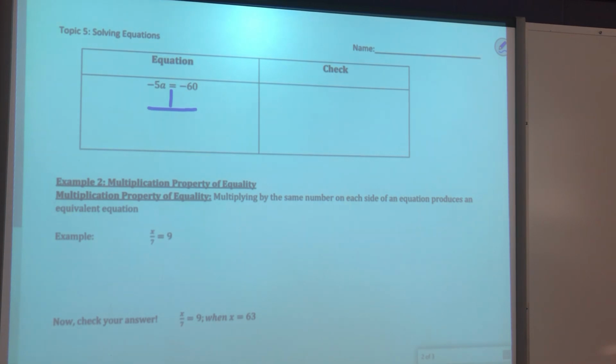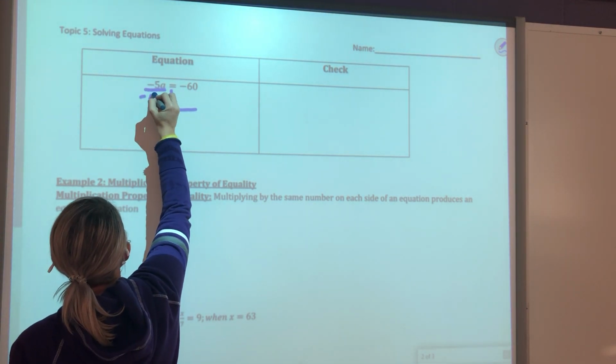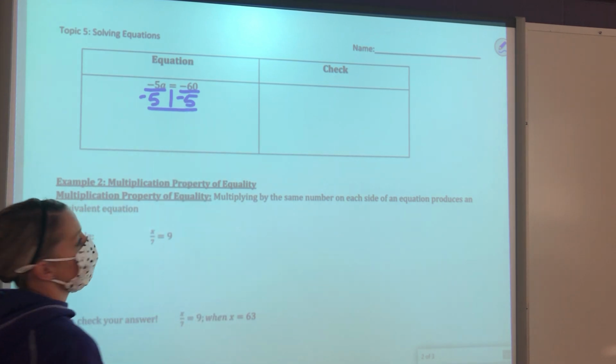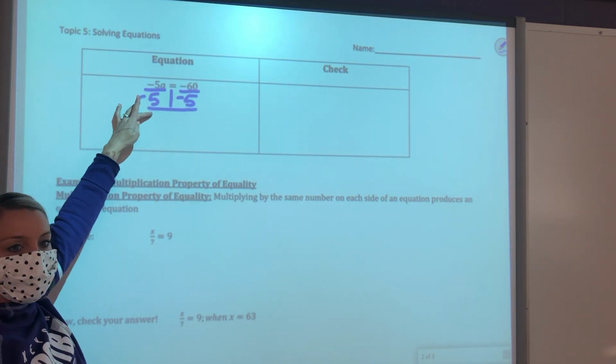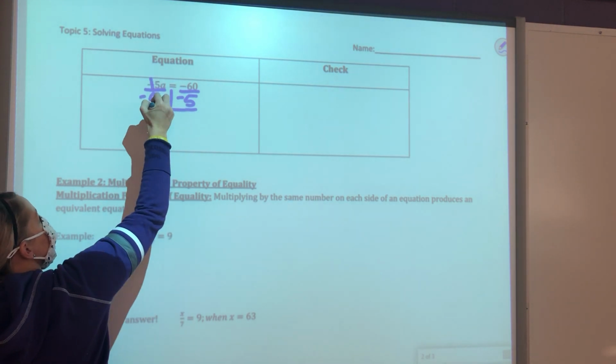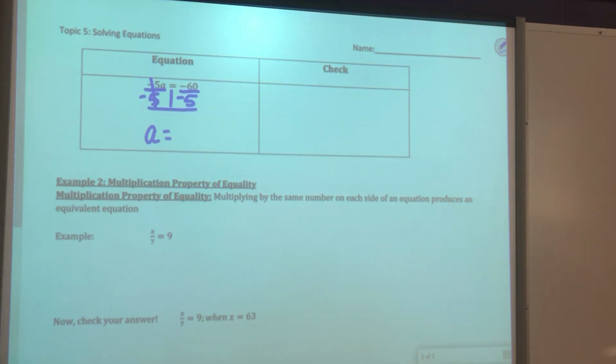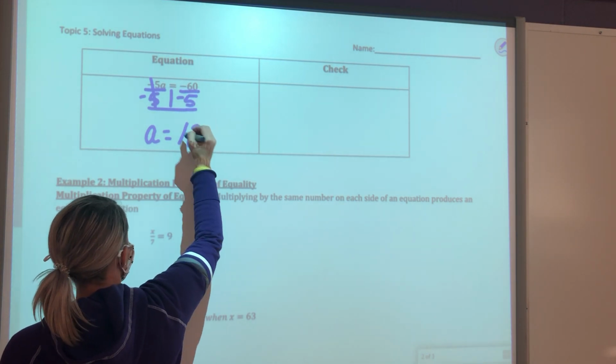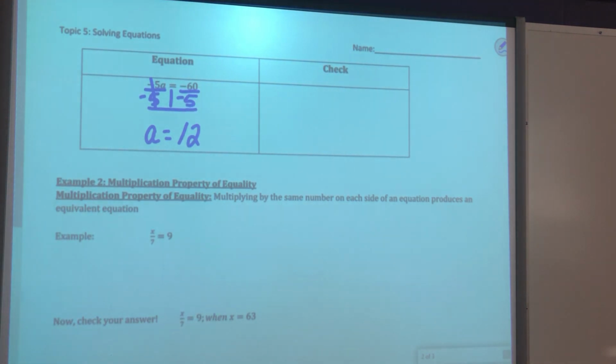So negative 5a equals negative 60. What's happening to a? Brooke? Very good. It's being multiplied by negative 5. So what's the inverse of multiplying by negative 5? Dividing. Very good. So I divide by negative 5 on the left and on the right. Negative 5 divided by negative 5. Okay. Cancel those out. That gives us our 1. Okay. Negative 60 divided by negative 5. Positive 12. Negative divided by negative is positive. 60 divided by 5 is 12.